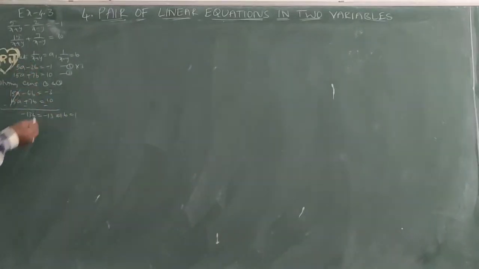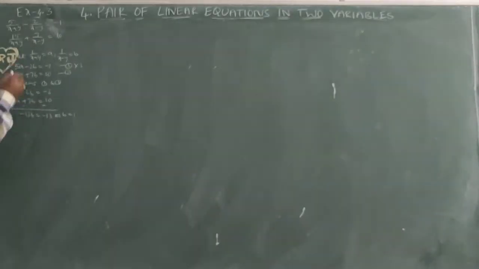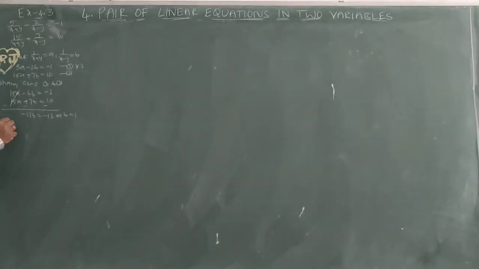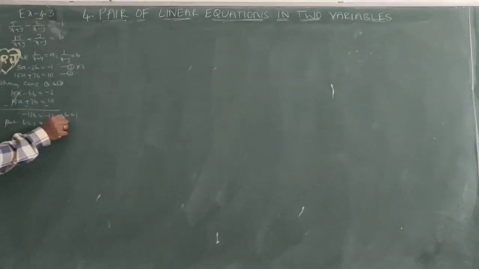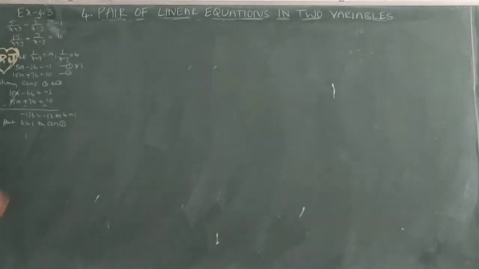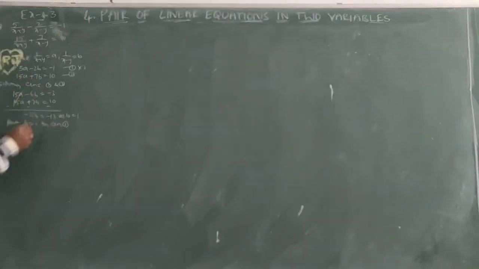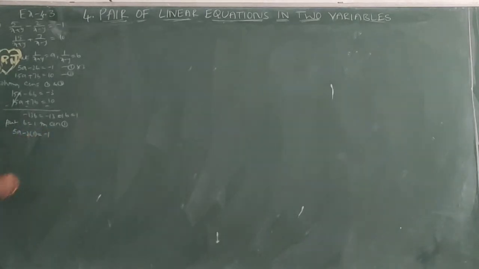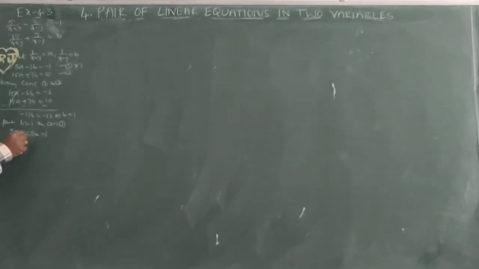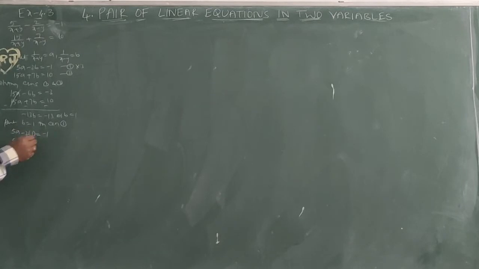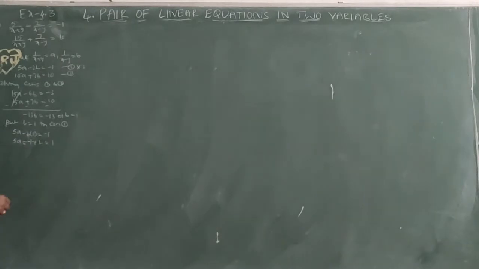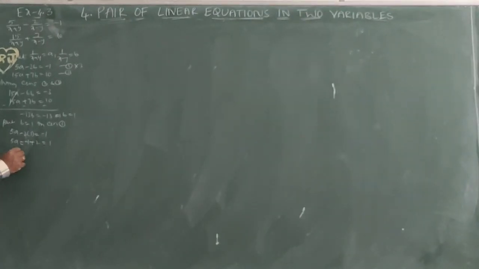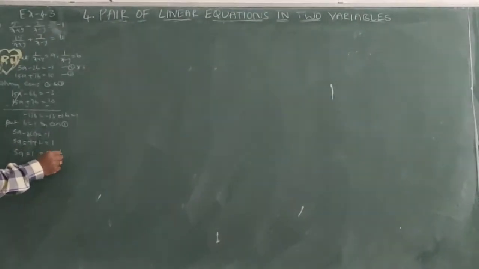So this b value is substituted in either equation. Put b equal to 1 in equation 1. In equation 1, 5a - 2 into 1 = -1. So 5a - 2 = -1, bringing 2 outside, 5a = -1 + 2 = 1, so a = 1/5. So we got the value of a as 1/5.